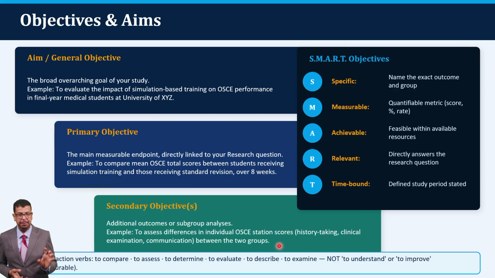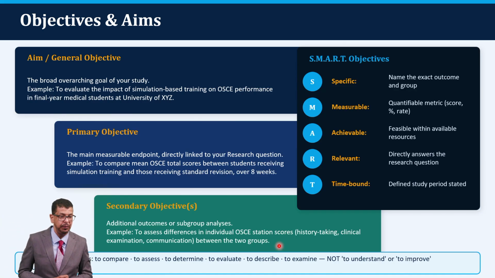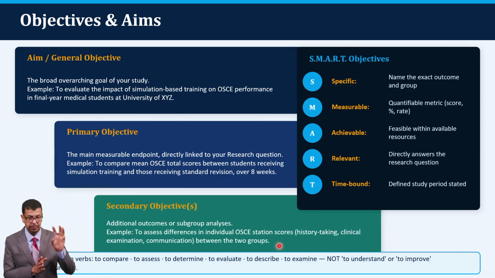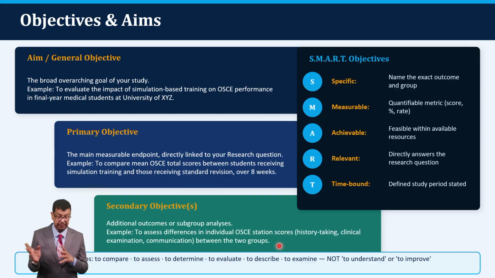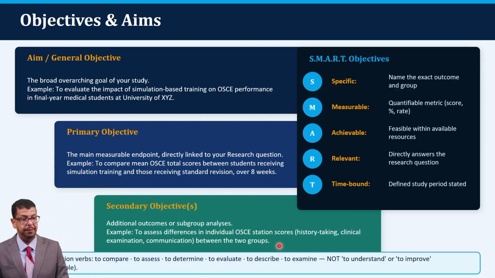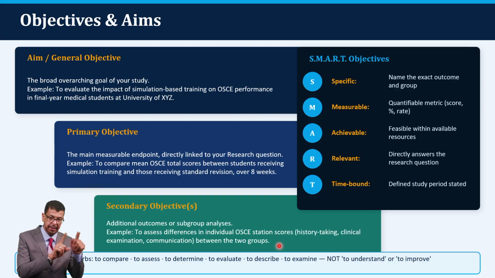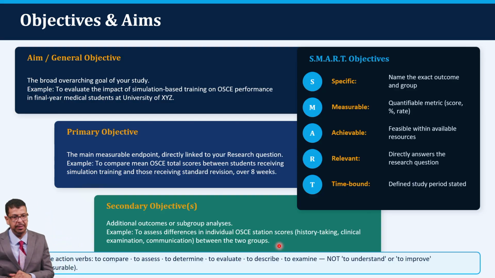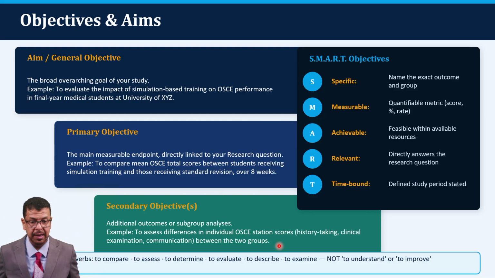Always think about SMART: specific, name the exact outcome; measurable, should be quantified for quantitative research methods; achievable, feasible within the time and the resources; relevant, meaning related to the research question; and time-bounded, within the time of the study.